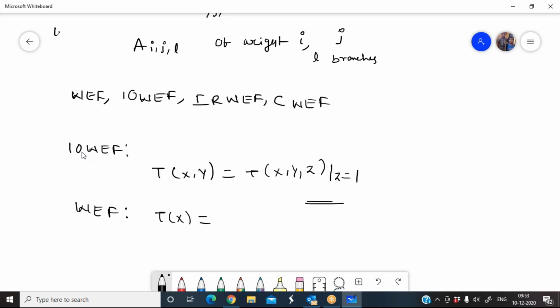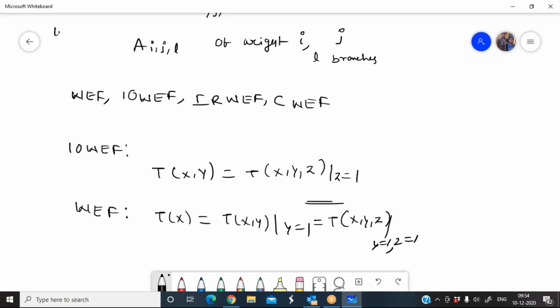Now I want to write the relation between these two. The weight enumerator function has only output, and the input output weight enumerator function has input also. So you can write the relation as T of x is equal to T of x comma y, where y is equal to 1. If you want to write with respect to length also, you can write T of x comma y comma z, where y is equal to 1, z is equal to 1. And the IOWEF is T of x comma y equal to T of x comma y comma z, z equal to 1.